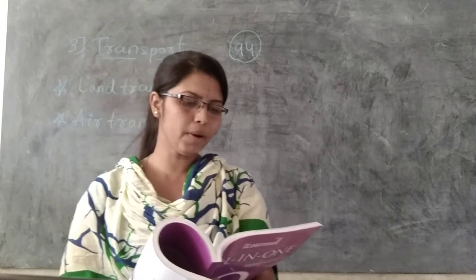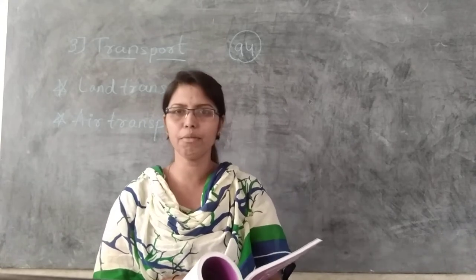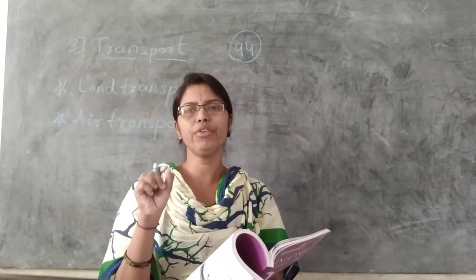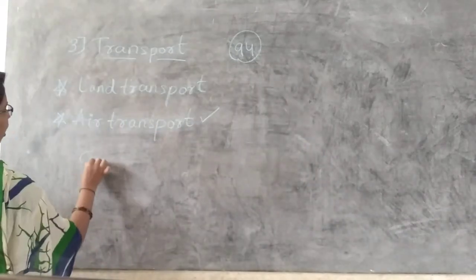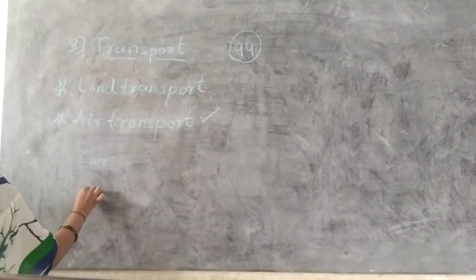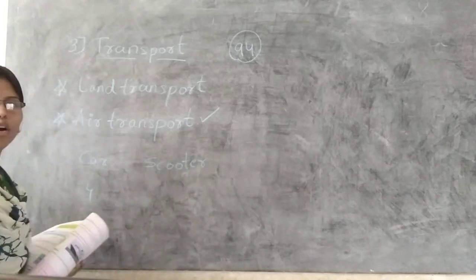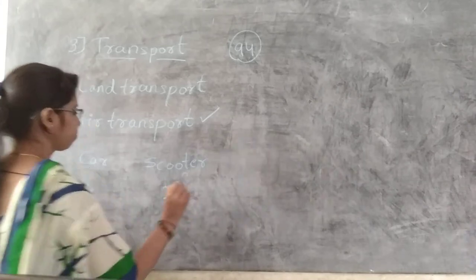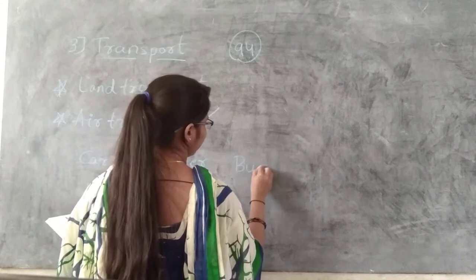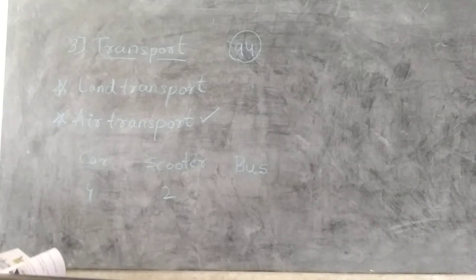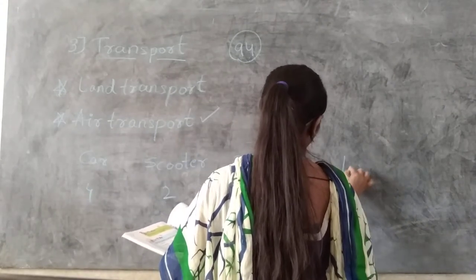Let us do. Write the number of wheels in each vehicle given. See here, they given some vehicles for you. They given the name of the vehicle. You should write the number of wheels of that vehicle. First one, what is that? Car. For car, how many wheels are there? Four. Next one. For scooter, how many wheels are there? Two. Next, bus. For bus, how many wheels are there? Six. And the bicycle? Two.